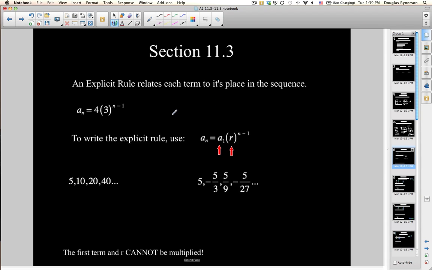An explicit rule, as we learned also in arithmetic sequences, relates each term to its place in the sequence. So it allows me to find a term based on knowing its place in the sequence. And this is what the explicit rule for a geometric sequence would look like. They are exponential functions, right? And you can see that to find it, I need to know the first term and the common ratio, much like in an arithmetic sequence where I needed to know the first term and the common difference. So you can see 10 divided by 5 is 2, 20 divided by 10 is 2. My common ratio here is 2.